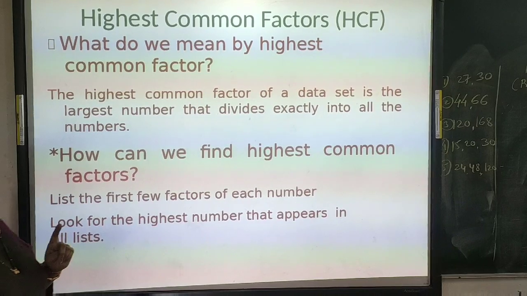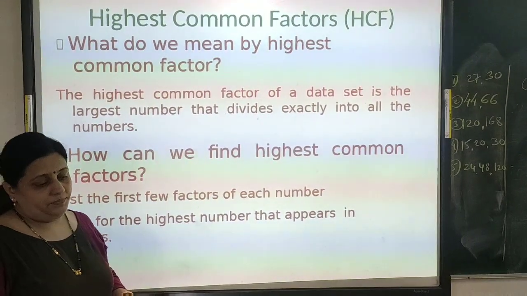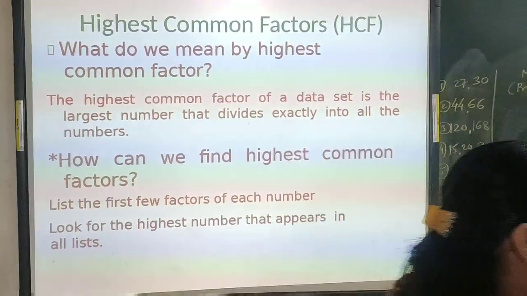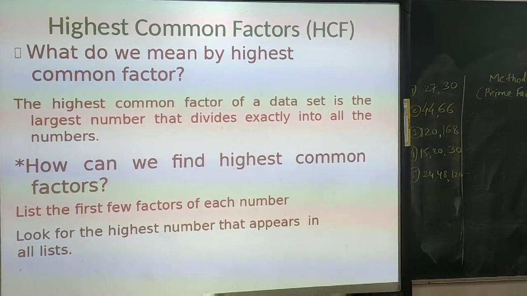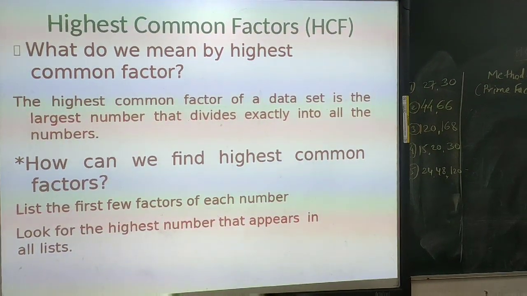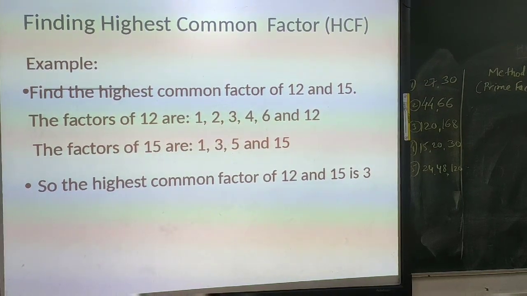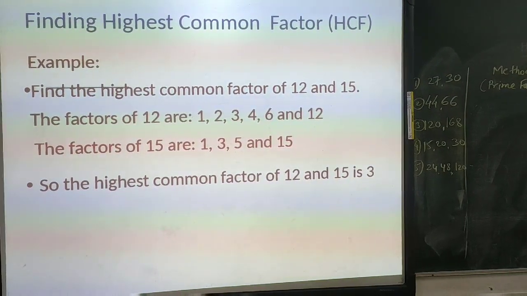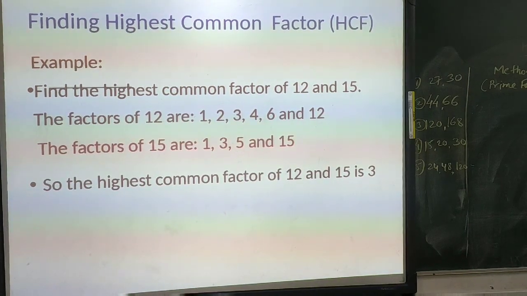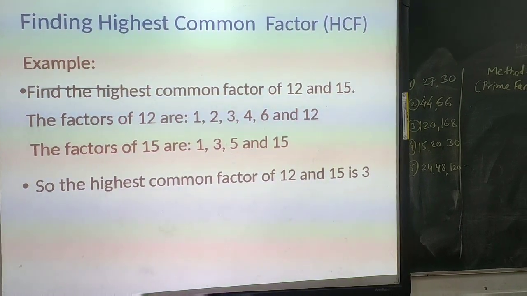So first we have to find out the factors of the number. Then we have to find out which are the common factors in both the numbers, and then in that, the highest common factor. Okay, see here, finding highest common factor means HCF. Question is: find the HCF of 12 and 15.